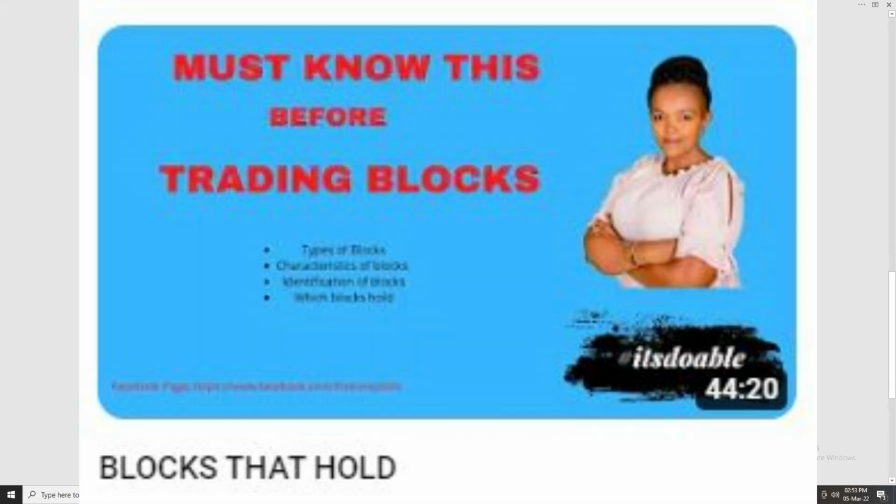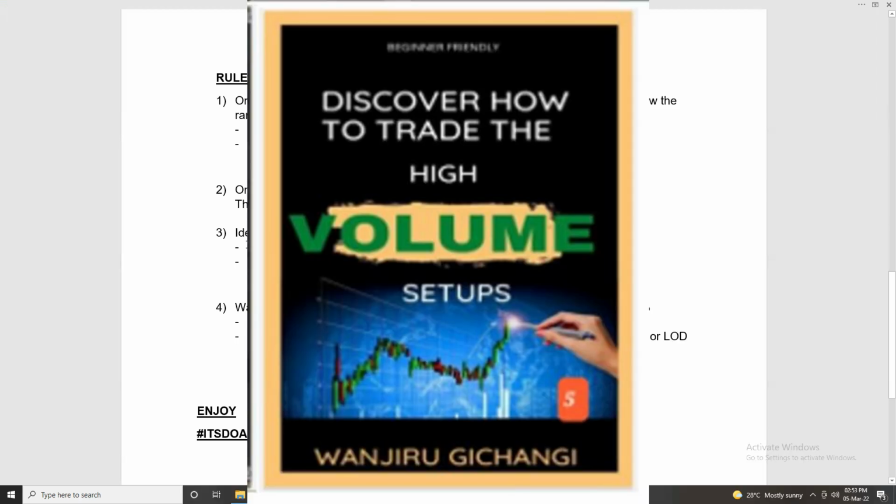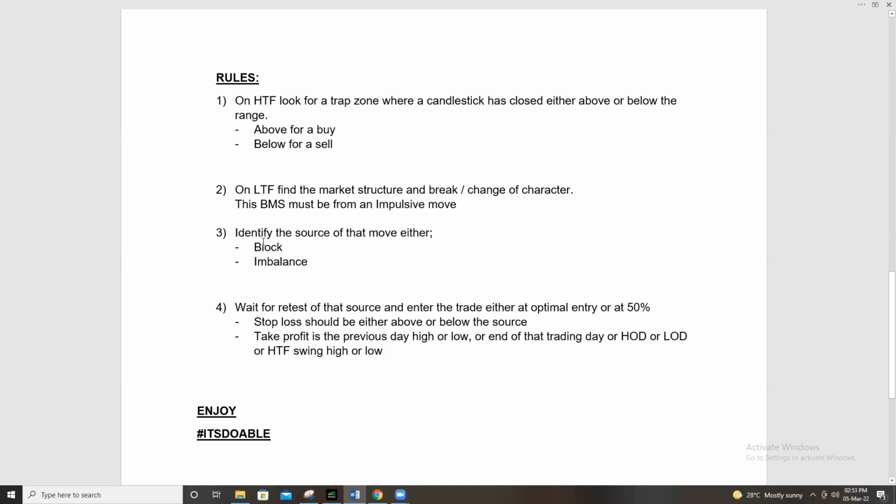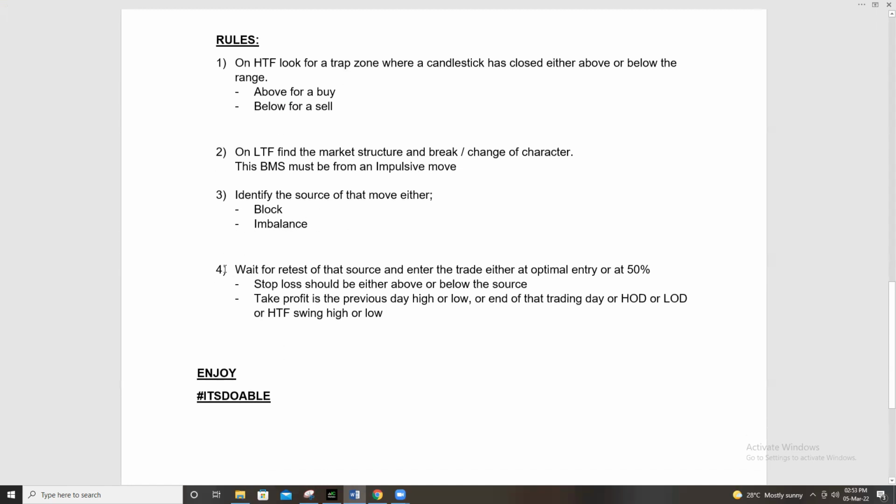You can watch the imbalance video. And also, I think there's a video on identification of blocks. I have written a whole ebook 5 on the types of blocks, which blocks to work on, which blocks to ignore. So you can read that from ebook 5 because I also think it has imbalance there, though there is a video on imbalance. So you've done all that, then you have the final step, which is wait for retest.